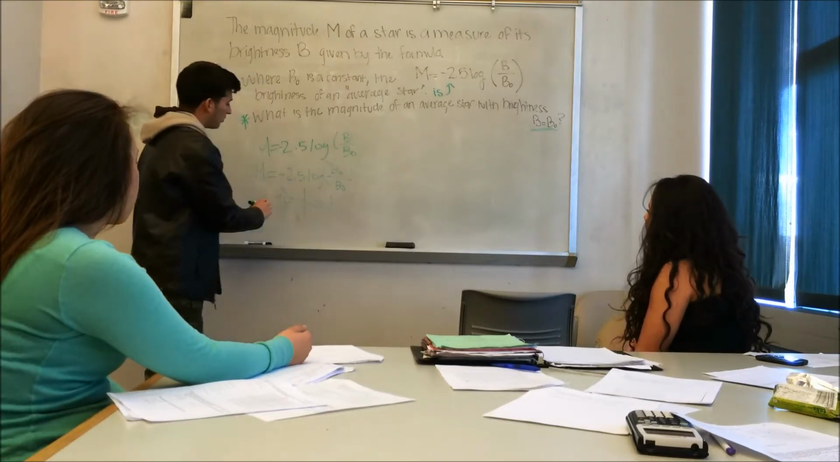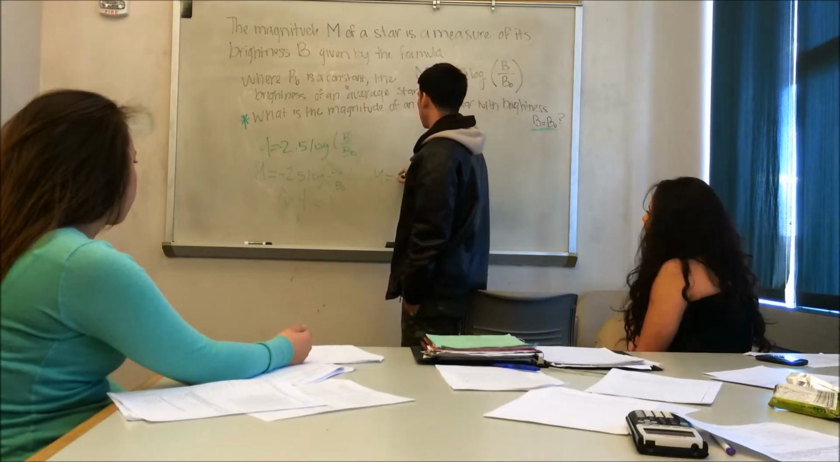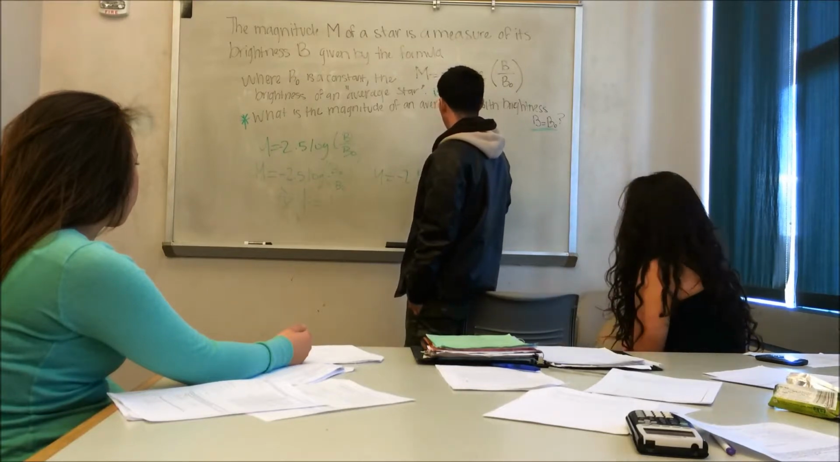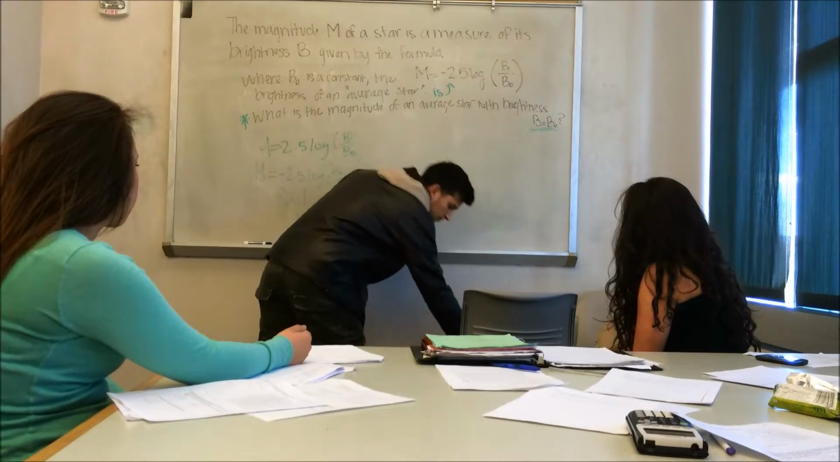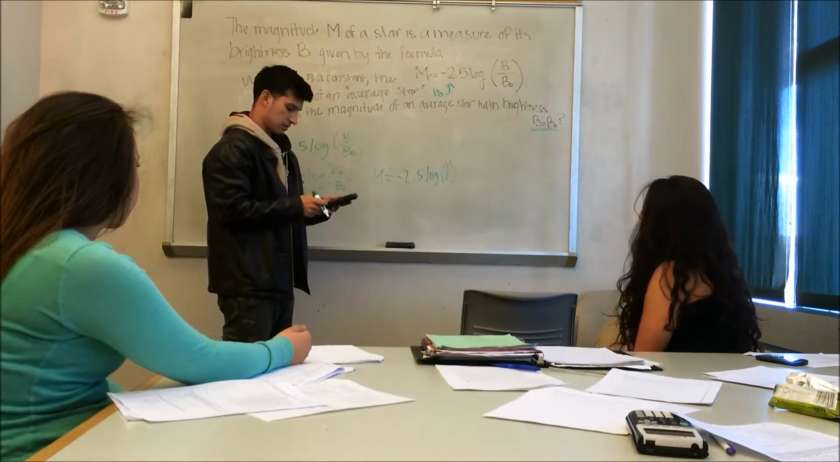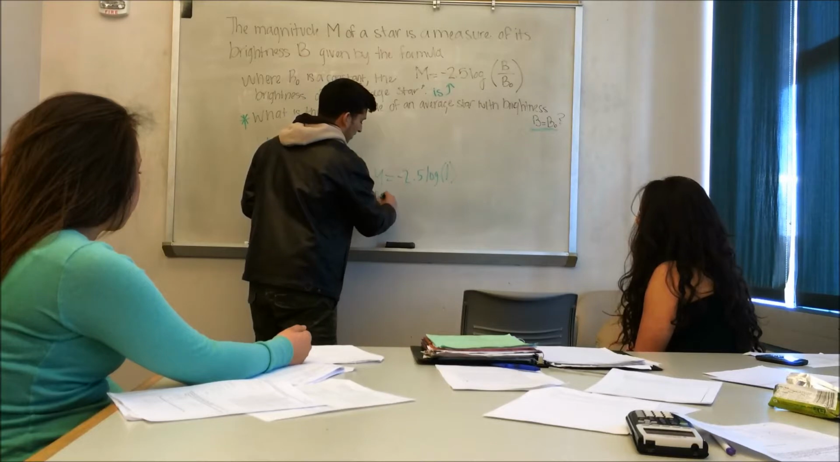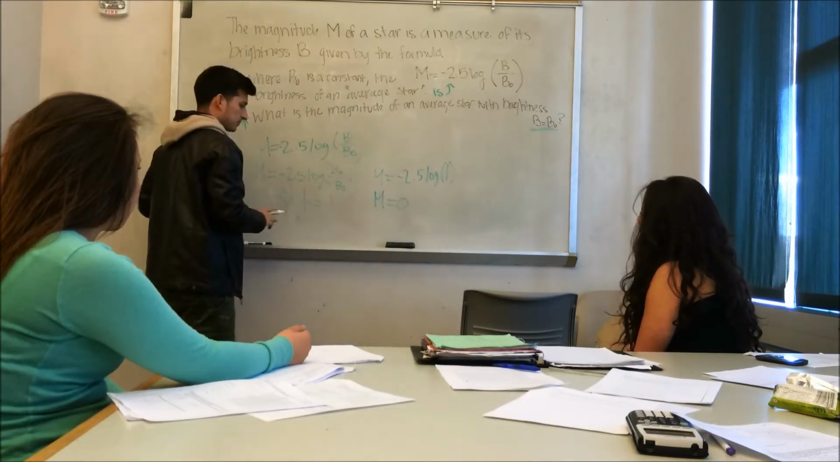So now what we're going to do is we're going to make m equal negative 2.5 log of 1. When we plug this into the calculator, we get 2.5 log 1. We get 0. So the magnitude is going to equal 0. So that's the first part.